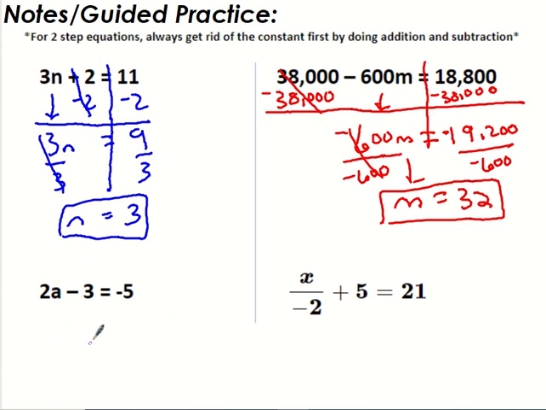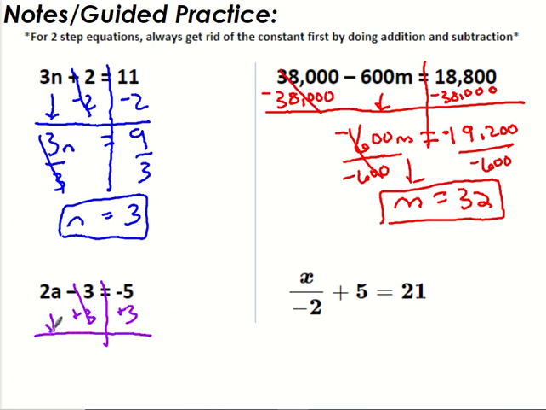So hopefully you already have an answer for this. So hopefully you've paused it. If you haven't paused it, pause it again and work on this problem. So 2a minus 3 equals negative 5. So I need to get rid of my constant first. I'm trying to get a by itself, so I'm going to add 3. I'm going to add 3 to both sides.